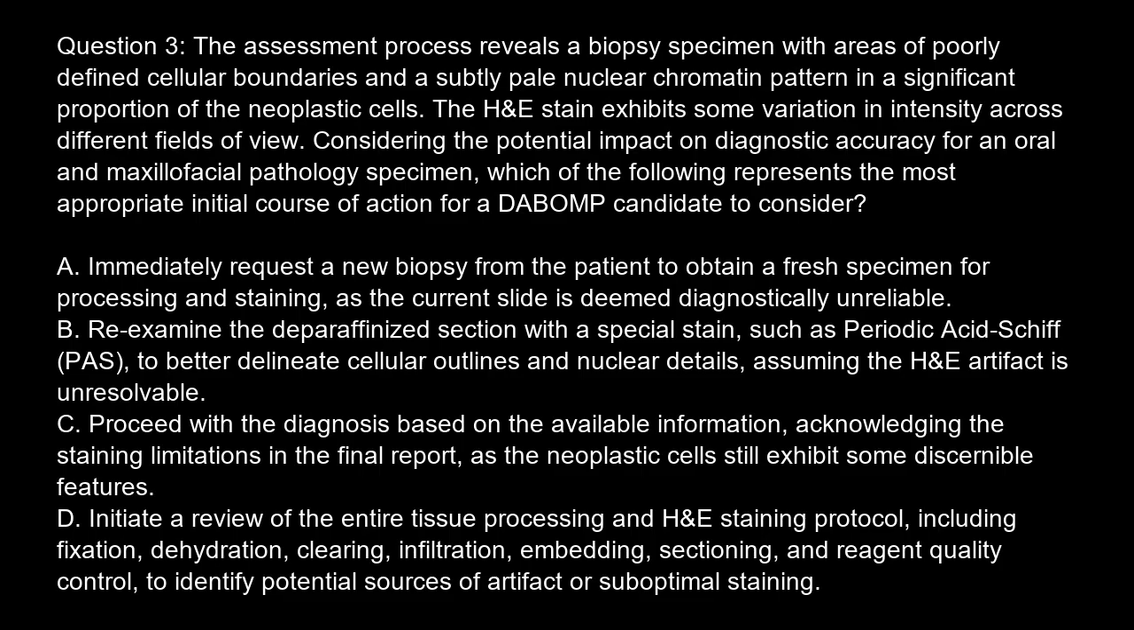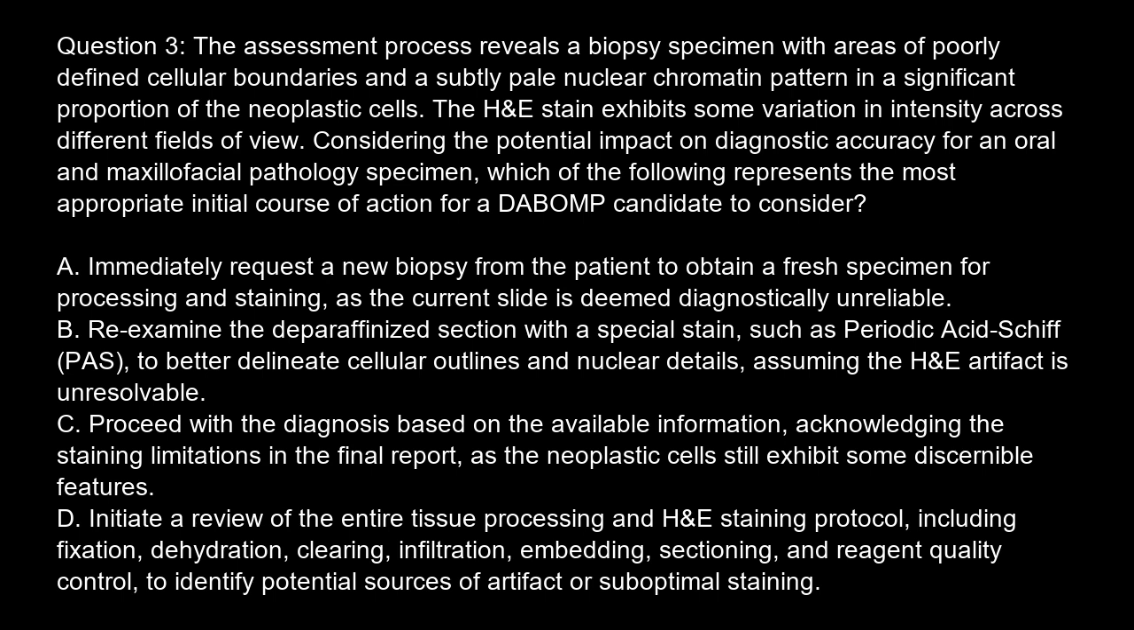Question 3. The assessment process reveals a biopsy specimen with areas of poorly defined cellular boundaries and a subtly pale nuclear chromatin pattern in a significant proportion of the neoplastic cells. The H&E stain exhibits some variation in intensity across different fields of view. Considering the potential impact on diagnostic accuracy for an oral and maxillofacial pathology specimen, which of the following represents the most appropriate initial course of action for a DABOMP candidate to consider?